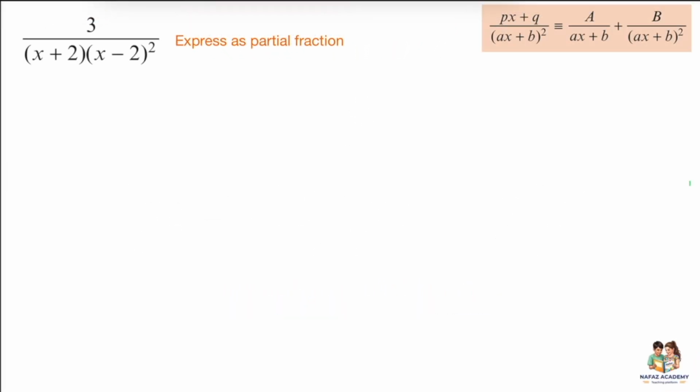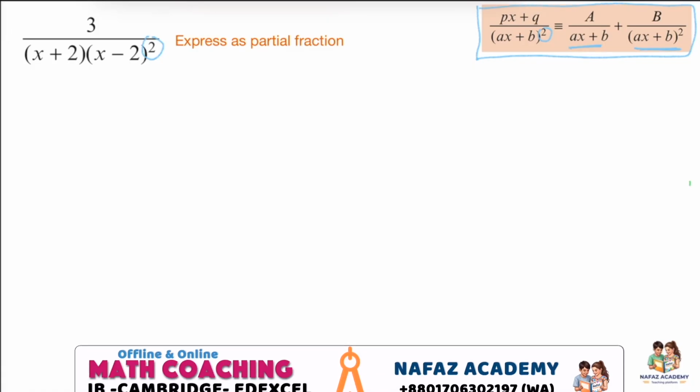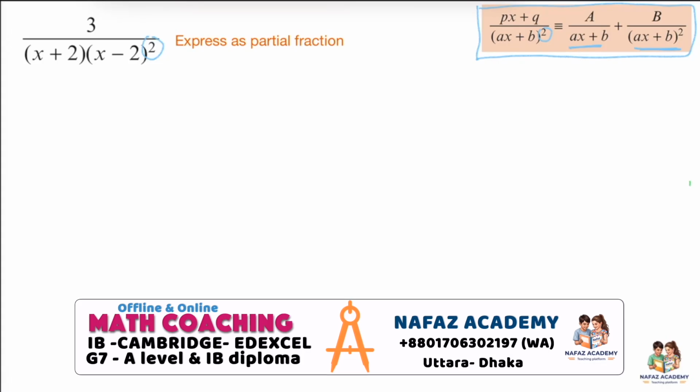This is Nafas speaking. There is a problem, another partial fraction. Look, this one is squared, this factor is squared, so we have different rules. We have to use these rules if a factor is squared.